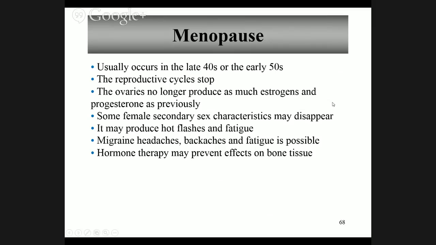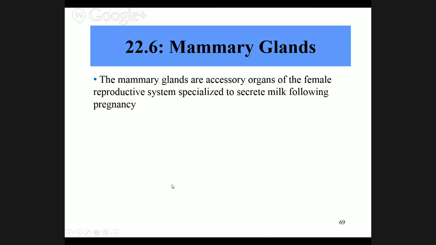Menopause usually occurs in the late 40s and early 50s. Reproductive cycles stop. The ovaries no longer produce as much estrogens and progesterone as previously. Some female secondary sex characteristics may disappear. It may produce hot flashes, fatigue, migraine headaches, and backaches. Also, hormone therapy may prevent effects on bone tissue.